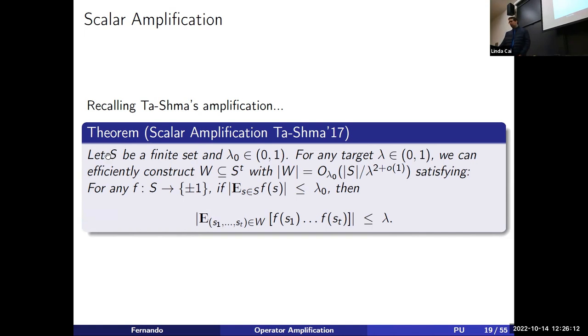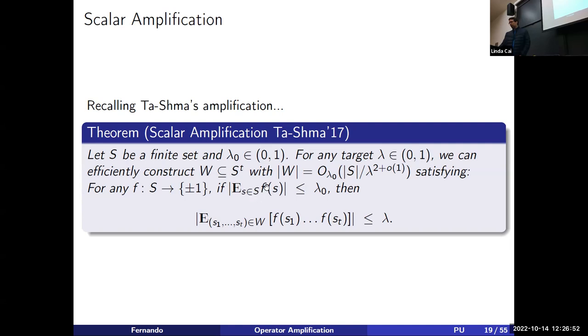And here, given some finite set S, we are given some lambda naught parameter, right, to be thought of as a constant. And for any target lambda, it's possible to efficiently construct a collection W of tuples of S to the T, right? And T here is going to be about log 1 over lambda. It's about the correct size. And the size of this collection is going to be almost optimal for this amplification. So you pay by the size of S, and you have this lambda squared plus little o, right? And what this collection W of tuples gives is the following, right? So we start with a function that maps elements of S to plus minus ones, right?